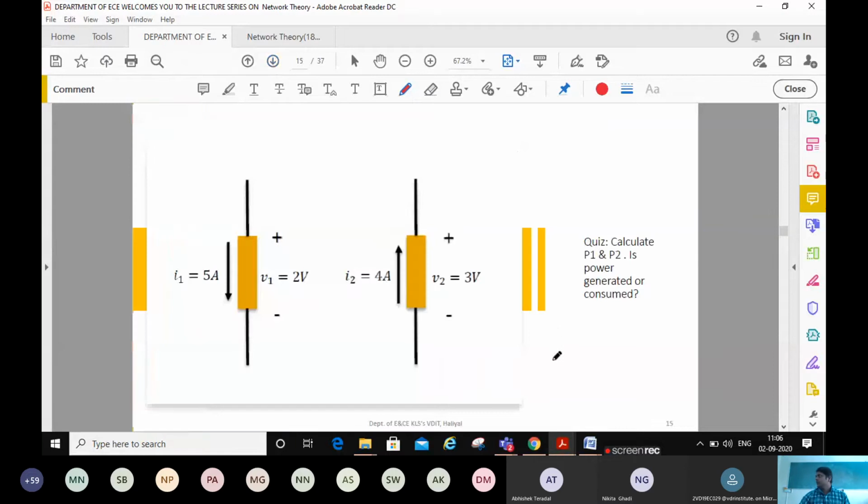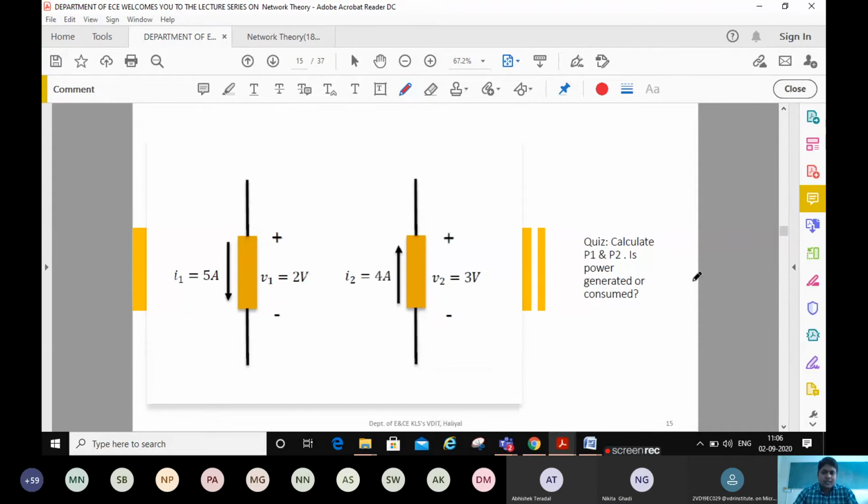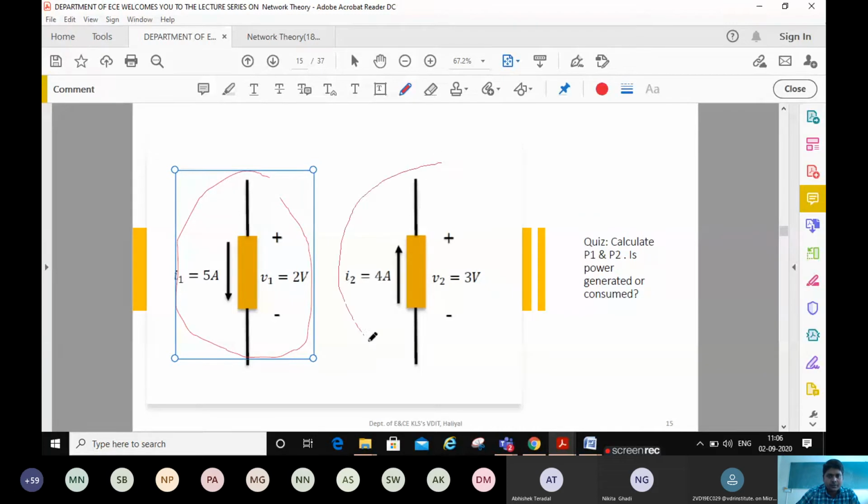Okay, so now if you check the things. Okay, so now if you check the first quiz here, what is given here? You need to calculate first P1 and P2. So P1 and P2 means power across this one is P1 and power across this one is P2. Okay. And also we need to conclude whether power is generated or power is consumed. Okay. So can you try from your end? 1 minute.